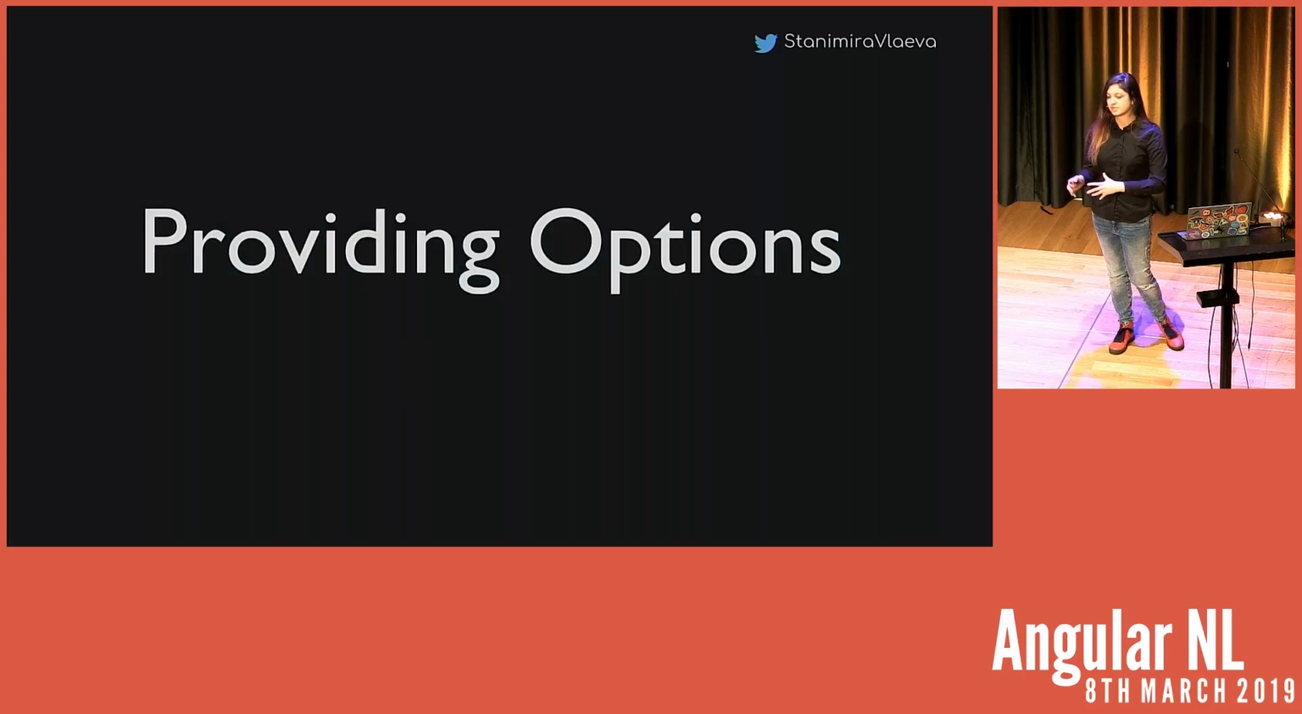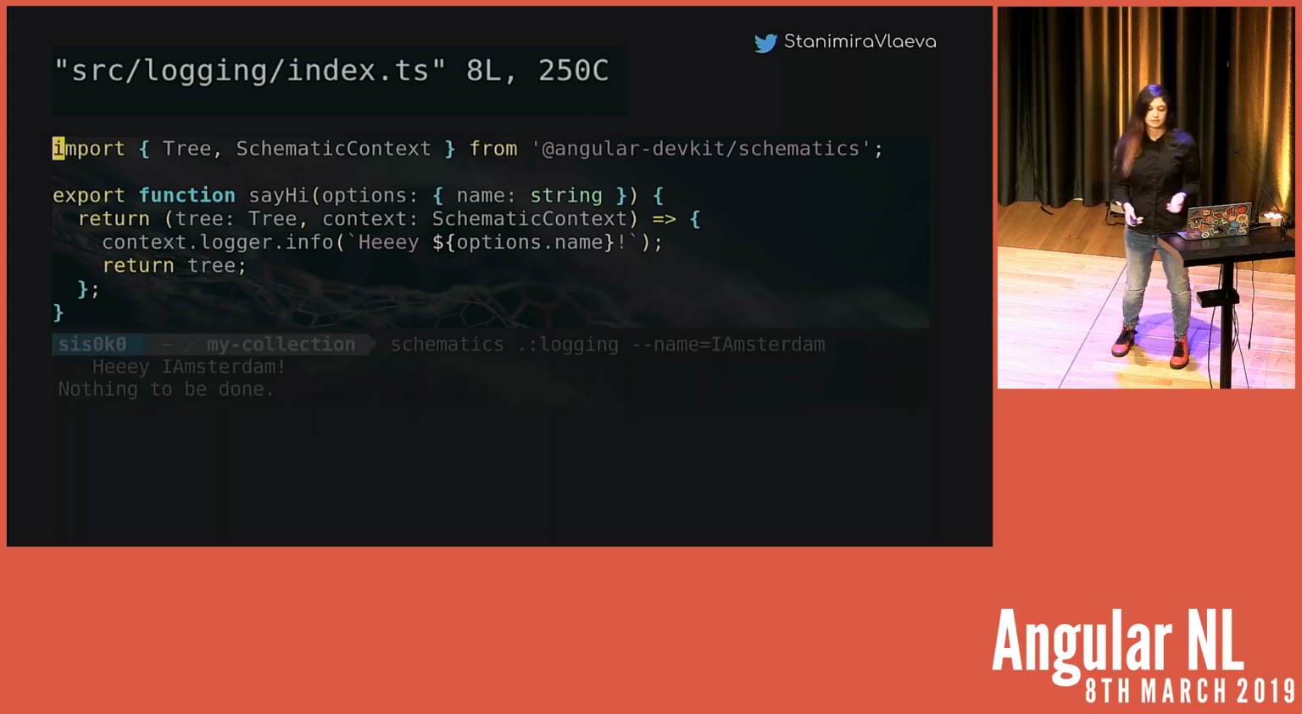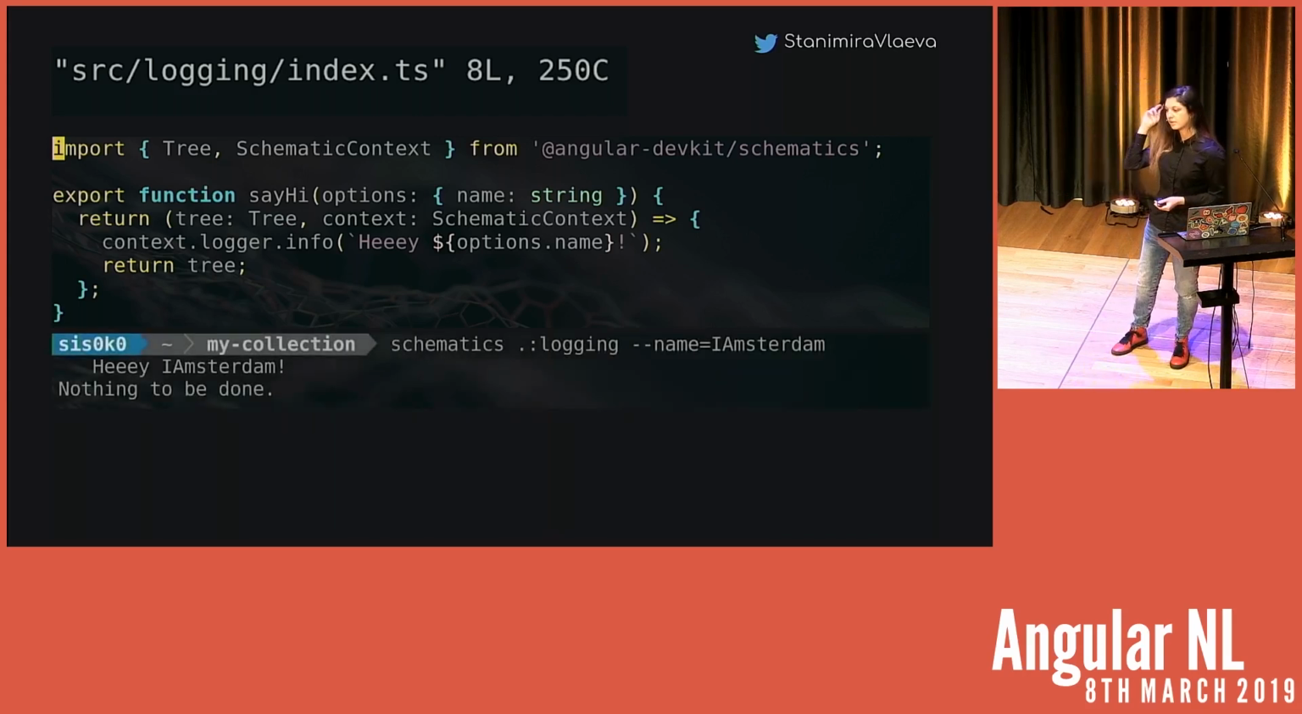Okay, how do we provide options, like arguments? For example, when you use ng generate component, you should provide the name of the component. So we can also do that in our custom generated schematics by providing options to the rule factory. Not the rule itself, but the rule factory. And then when we execute that, we can provide the options as arguments to the command. And you can see here we are providing --name, and that's accessible through the options object, and we can use it inside the rule.